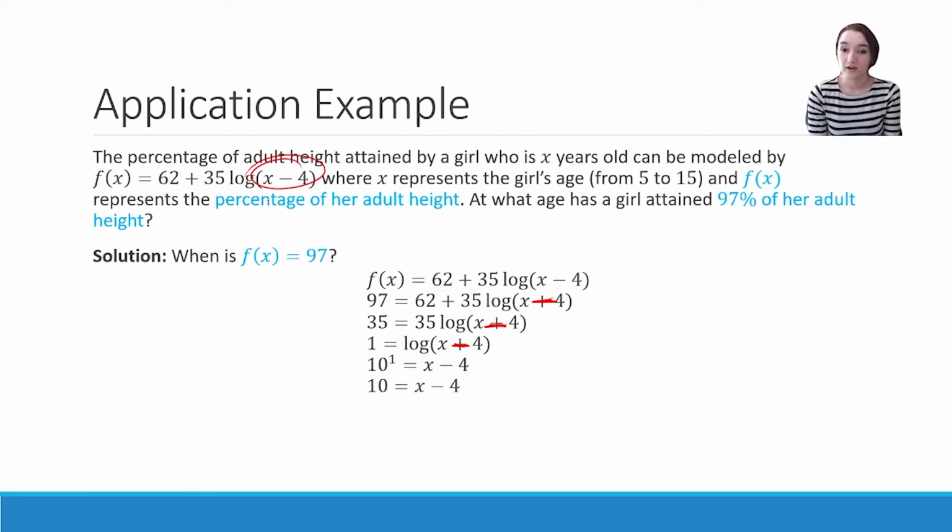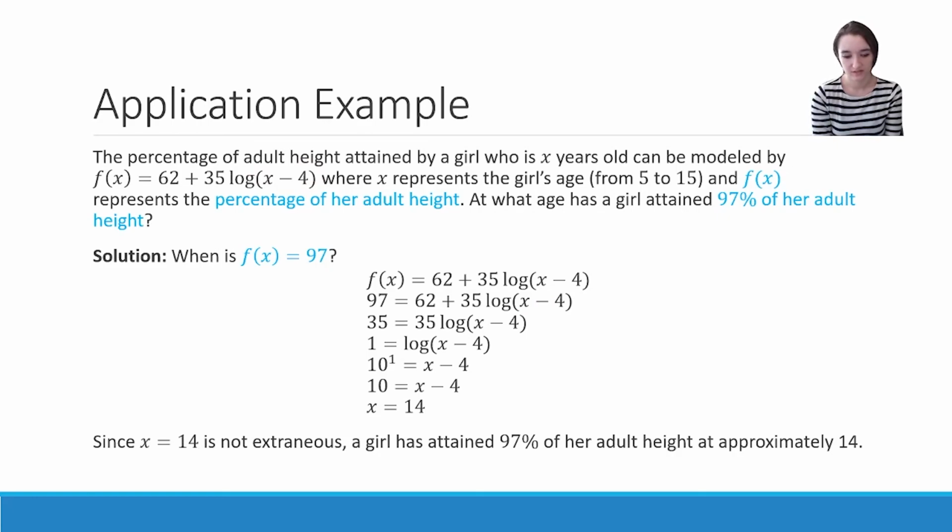Okay, so from there, we are going to add 4. So once we add 4, we get x equals 14 in the end. Looks like I fixed the minuses on this slide. It was just that one bad slide. I'm so sorry. So since x equals 14 is not extraneous, because remember, we want to plug that in. So 14 minus 4 is 10. Log of 10 is totally fine. A girl has attained 97% of her adult height at approximately age 14 by this equation.